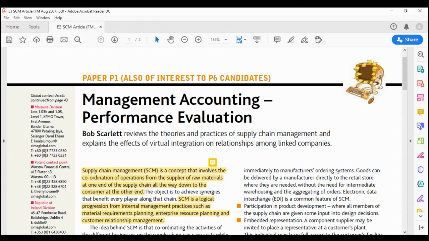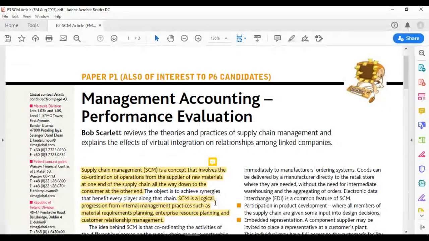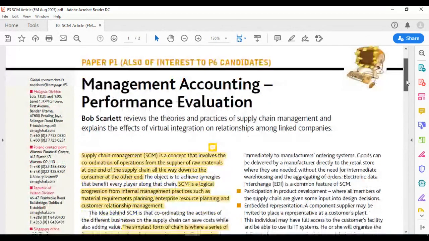And typically, supply chain management is a logical progression from tools such as material requirement planning, which is economic order quantity, enterprise resource planning, which is advanced inventory management systems, and customer relationship management. And you will see as we progress through this whole chapter that all these things are highly linked into a supply chain management system.